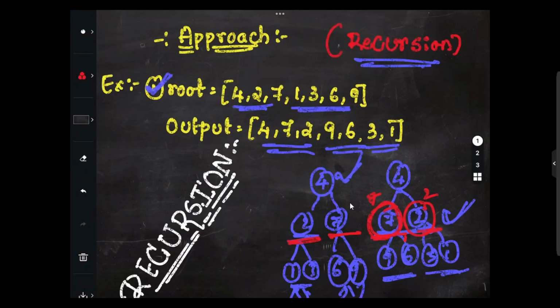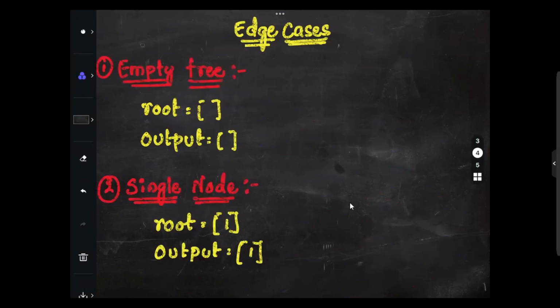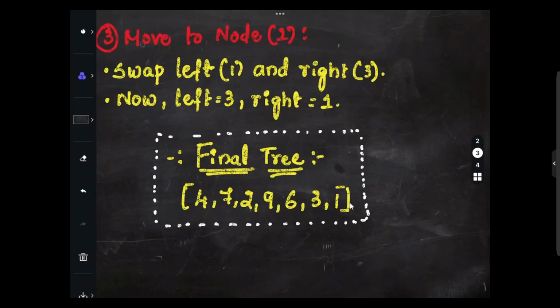So that's what I'm speaking of. When we swap this one, 9 and 6, same goes with 2. Next we will come to 2 and we will swap 1 and 3. When we swap 1 and 3, it becomes 3 and 1, right? So we move to node 2, swap left 1 and right 3. Left will be 3, right will be 1 in this case.